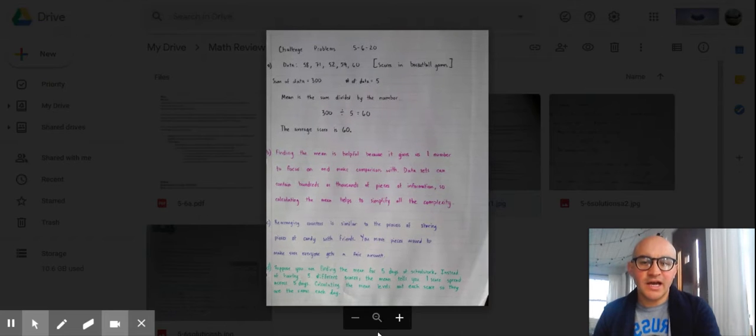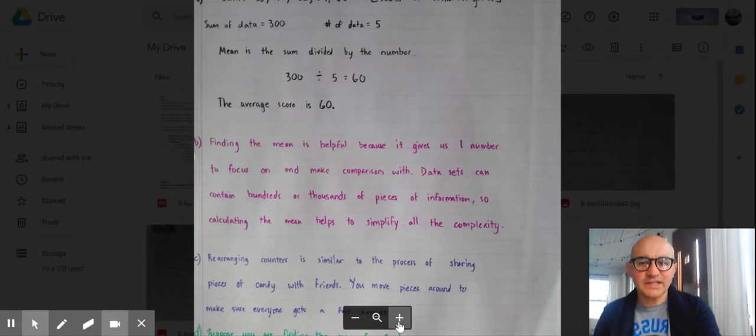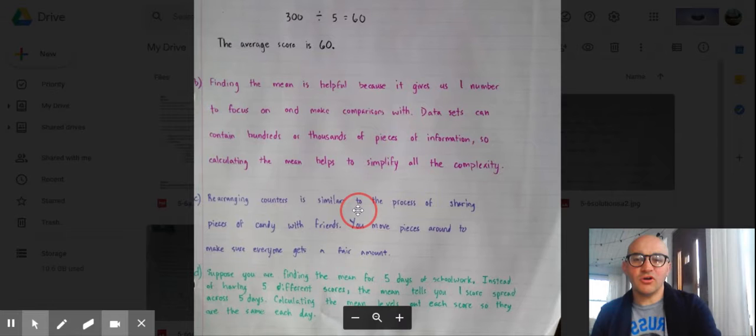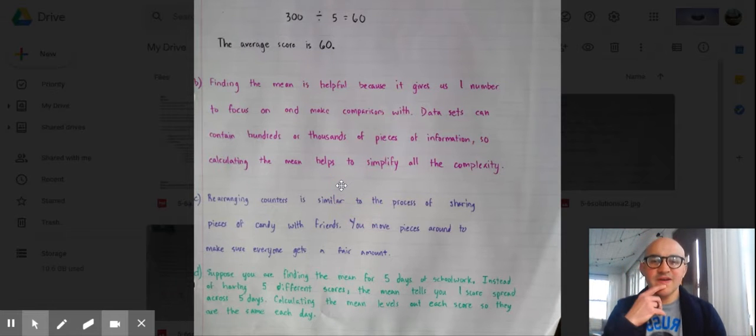Okay. Part B, actually parts B, C, and D are all basically explain type of problems. Part B was asking us all about what's the point basically of calculating the mean? Why is it helpful? Why do we do it? Why do we focus on it so much as teachers? There are a lot of different ways you could answer these types of questions, but I went with the idea that finding the mean is helpful because it allows us to focus on one number instead of a whole bunch of different numbers.